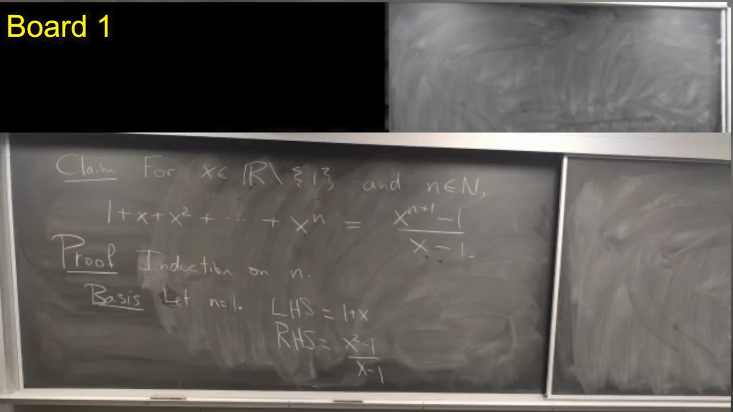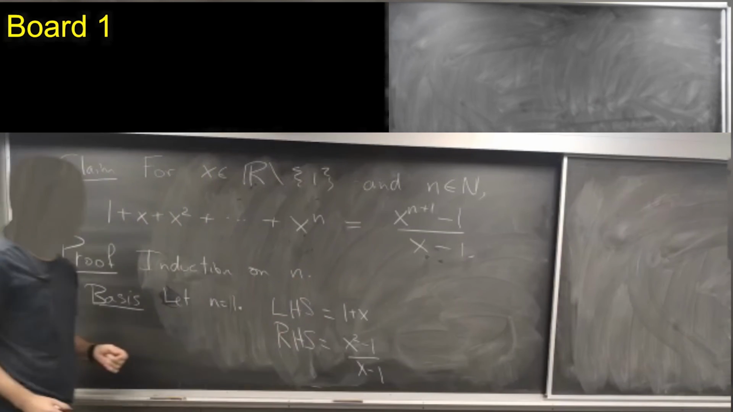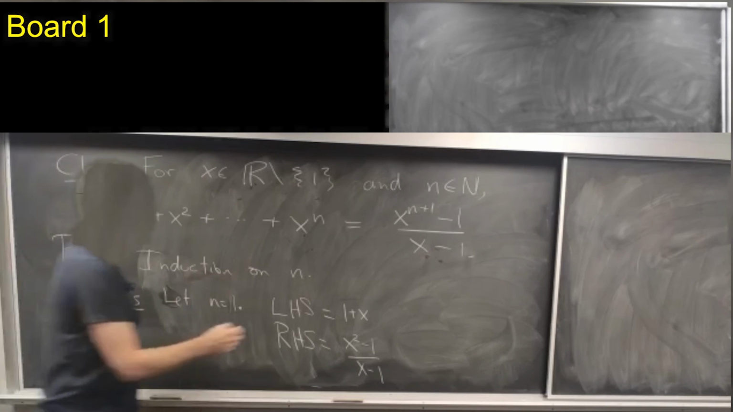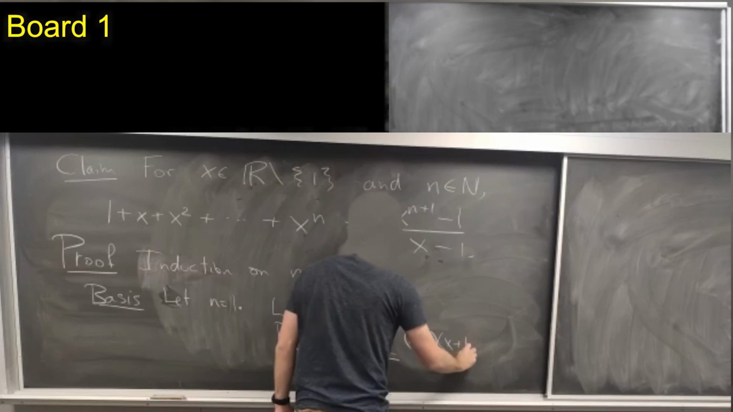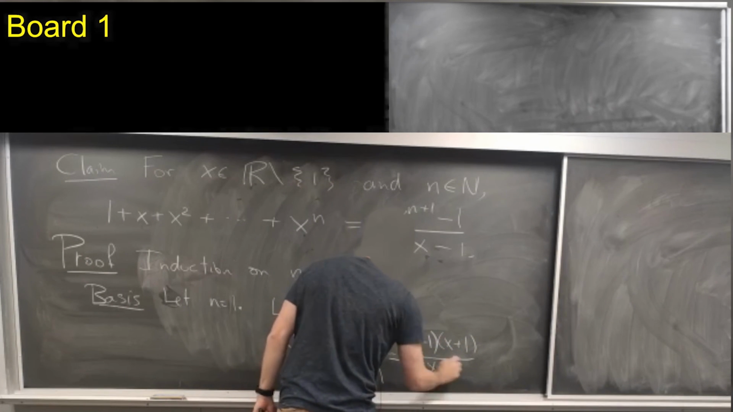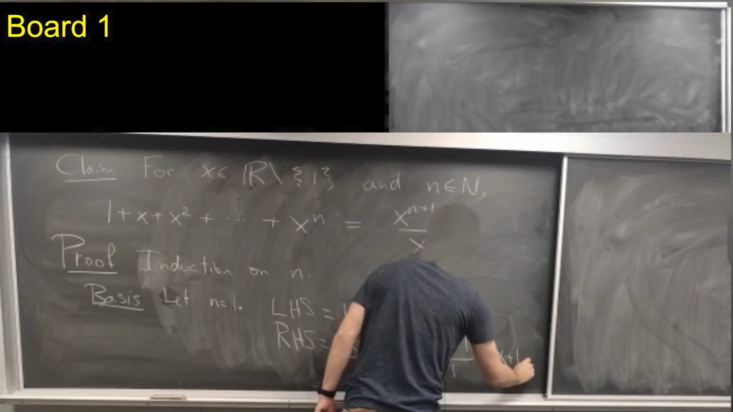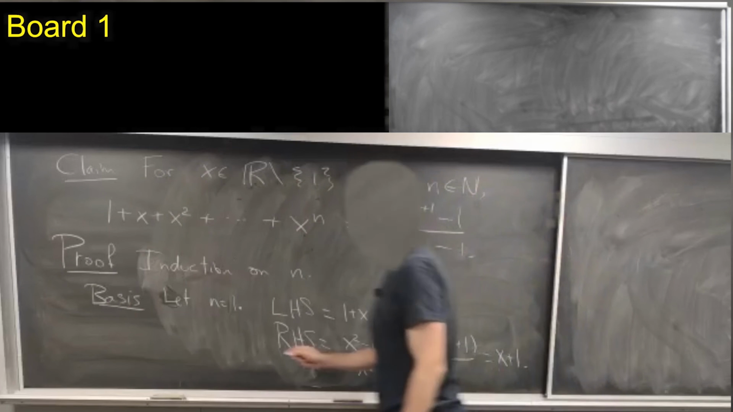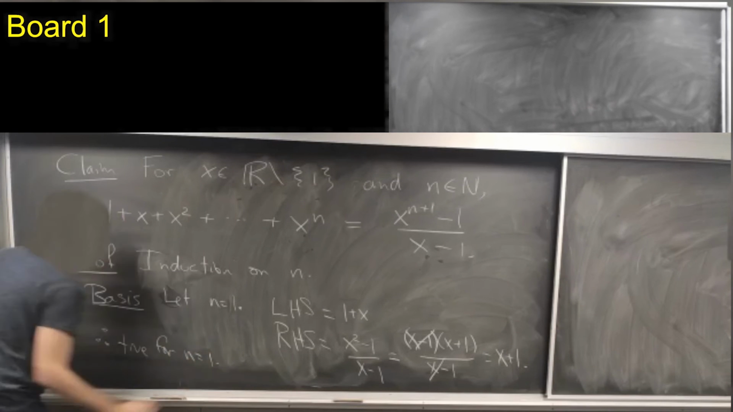right? So the right-hand side, if n is 1, I get x squared minus 1 over x minus 1. But can anyone see why this is good? Exactly. Yep. So difference of squares. So you've got to remember all these tricks you learned in high school, and then you can cancel, and that's equal to x plus 1. Well, 1 plus x is the same as x plus 1, so therefore it's true for n equals 1.